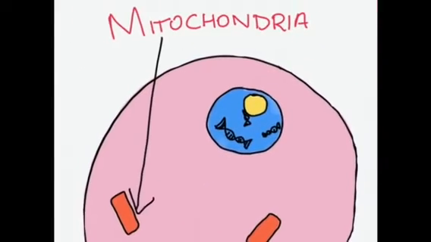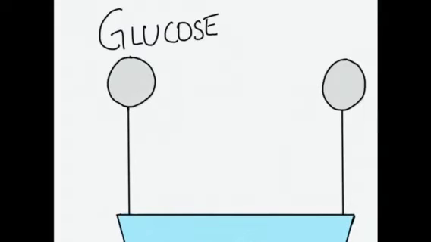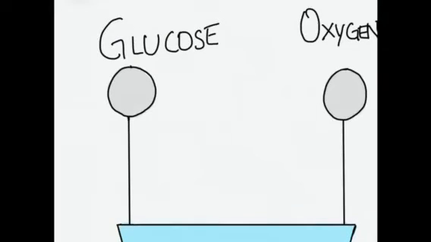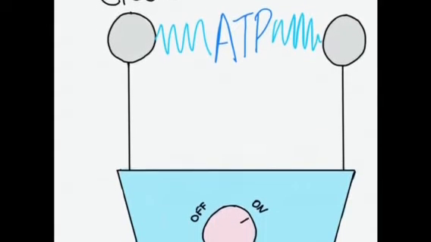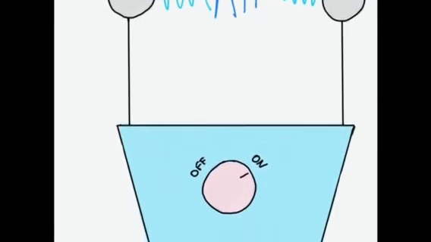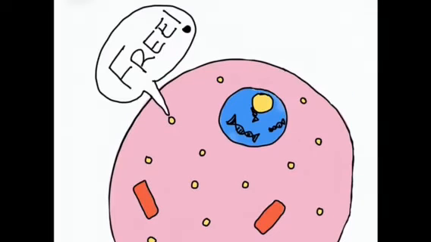Next, we have the mitochondria. These are the powerhouse of the cell. They use glucose that comes from the food we eat and combine it with oxygen to make ATP, which is a type of energy to power the cell. Then come the ribosomes. The ribosomes are really important as they produce protein, which is essential for our body. Most ribosomes just float around the cell, but some are stuck to another organelle.